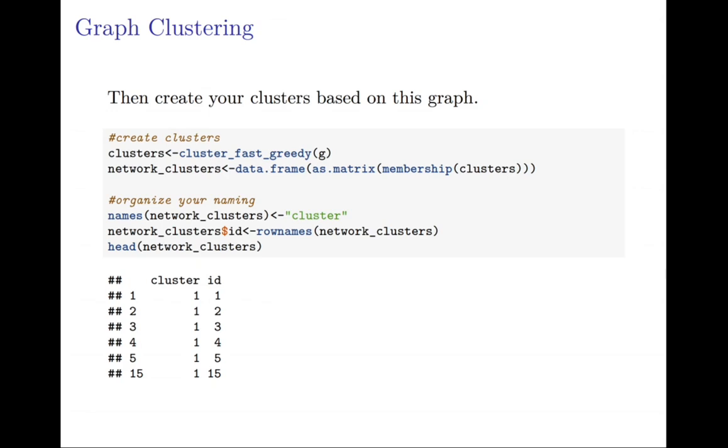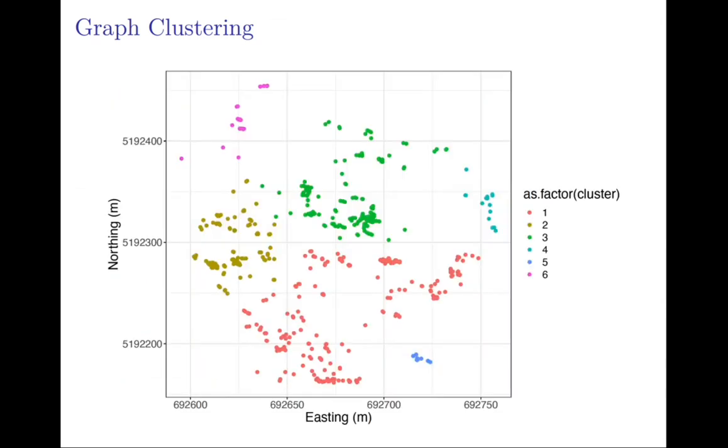And so basically you run the cluster fast greedy on your network that creates the clusters based on that distance from your network. And then you can organize your data set a little bit. And then what you get from this code is that you have your cluster value and the ID for each plant. And so then when you merge that, again, the code for this is under the hood, but you can merge those clusters in with your data set and then plot them and color them by clusters.